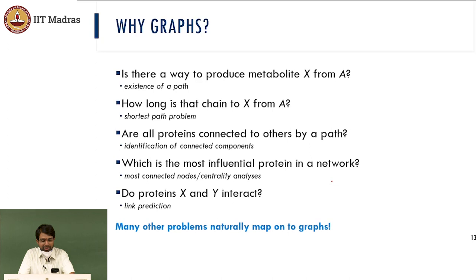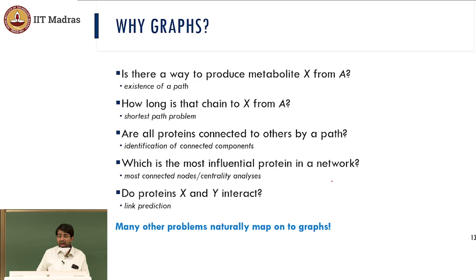Are all proteins connected to each other by a path? Trying to identify connected components. What is the most influential protein in a network? And in fact, I want to find these influential proteins in a pathogen, like say the COVID virus, and start designing drugs that will take down this influential protein. When you take this down, it is going to disrupt too much in the cell. It's probably going to kill the virus or things like that.